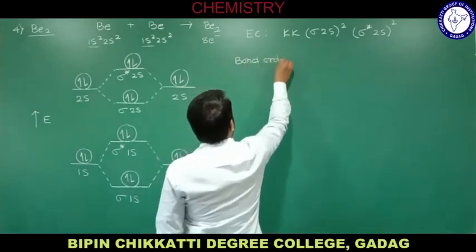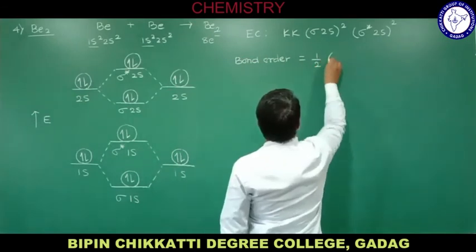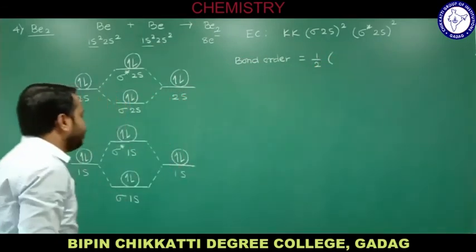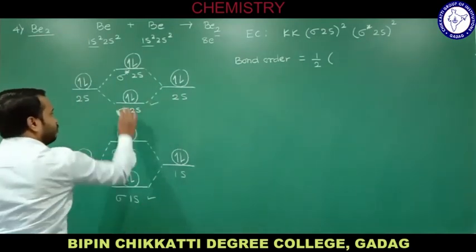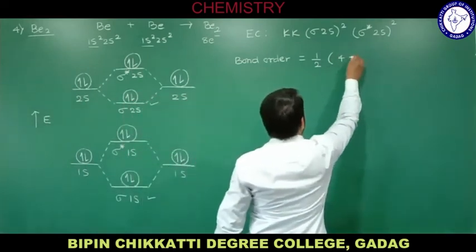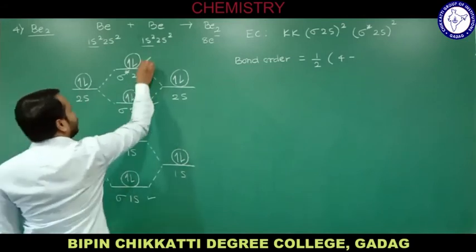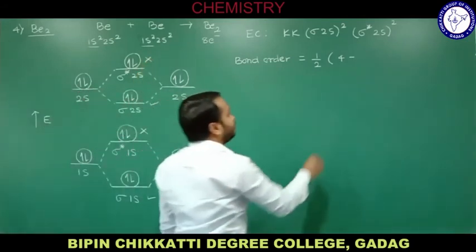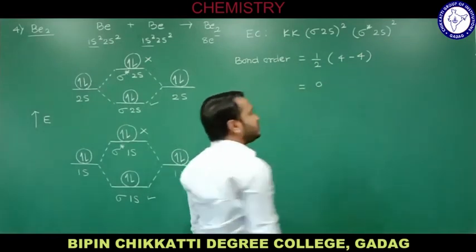So bond order in Be2, that is 1 by 2 into number of electrons in BMO. Okay, so this is BMO and this is BMO, totally 4 electrons we have. So 4 electrons I mentioned, minus ABMO. So this is ABMO and this is also ABMO. In that also we have 4 electrons. So now the bond order we got 0.